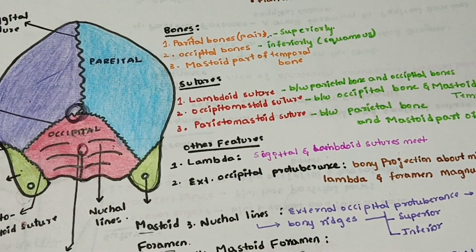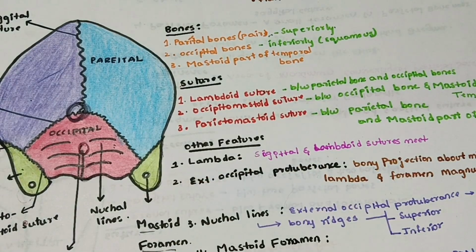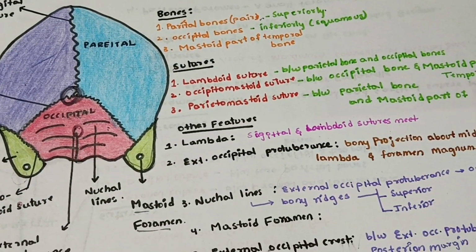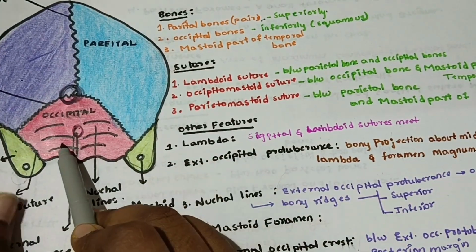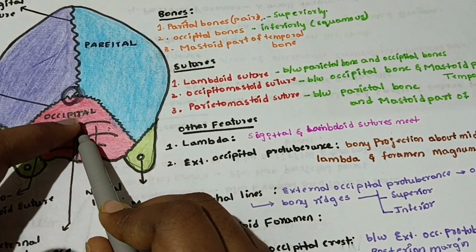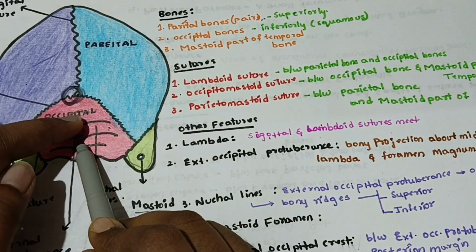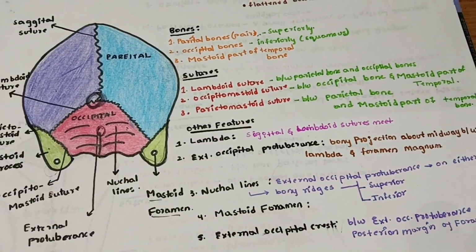And the mastoid foramen is present in the mastoid part of the temporal bone. And the external occipital crest is present between the external occipital protuberance and the posterior margin of the foramen magnum. The external occipital protuberance is here, and the posterior margin of the foramen is here. Somewhere here we will have the external occipital crest. This is the complete discussion of the norma occipitalis.